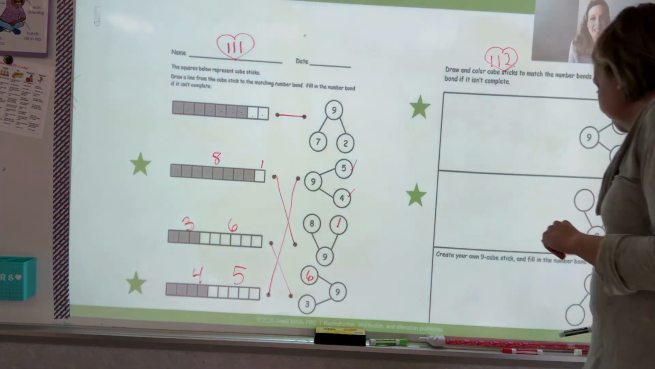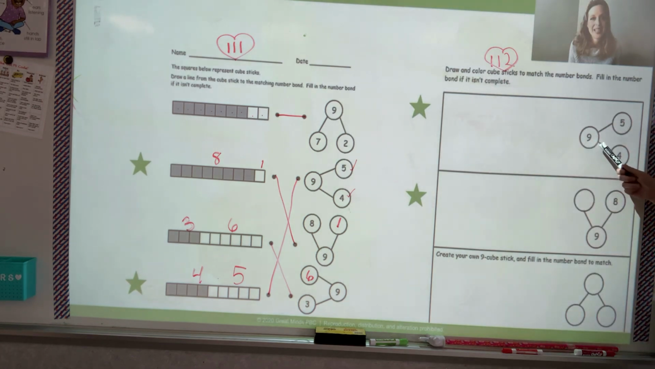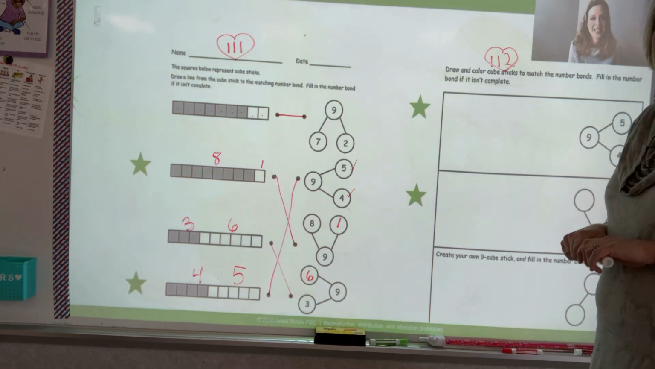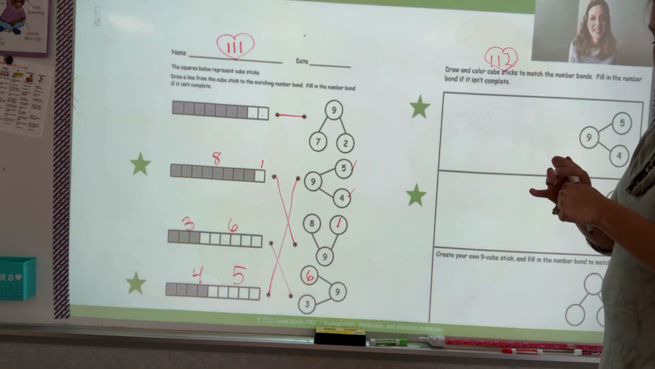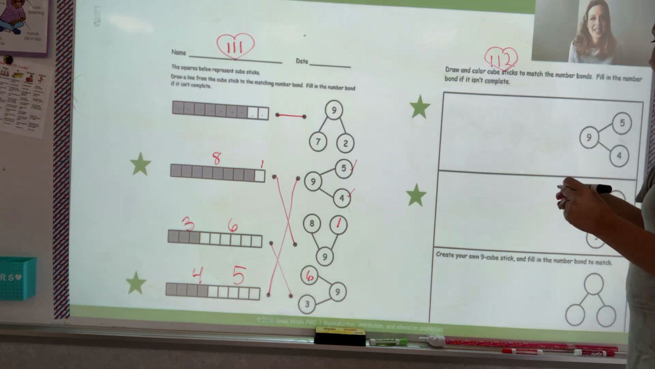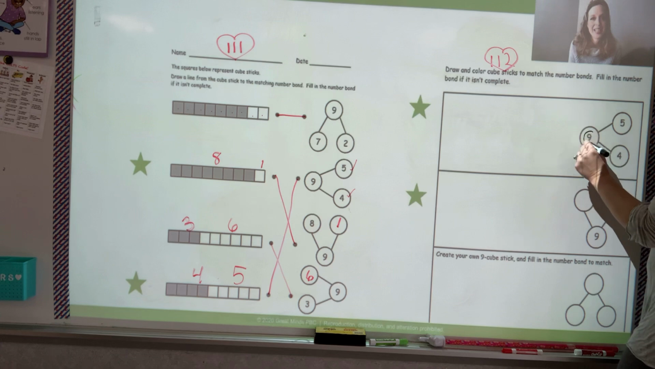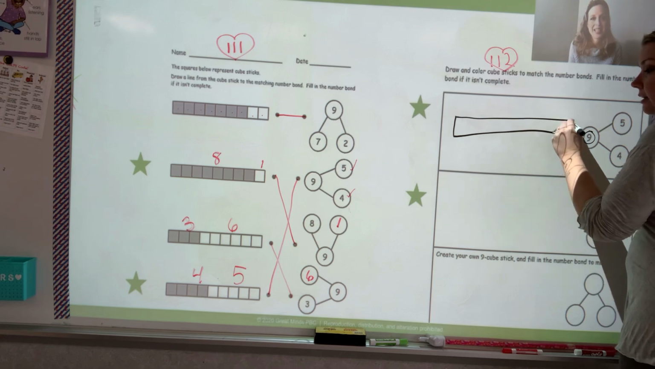So, let's take a look. Here, my number bond has 9, and 5 and 4. What do I need to do first? What's my first step to draw the cube stick? You're used to word problems. But what's our whole? Our first step is to look at our whole. Our whole is 9. So I need to draw a cube stick with 9.